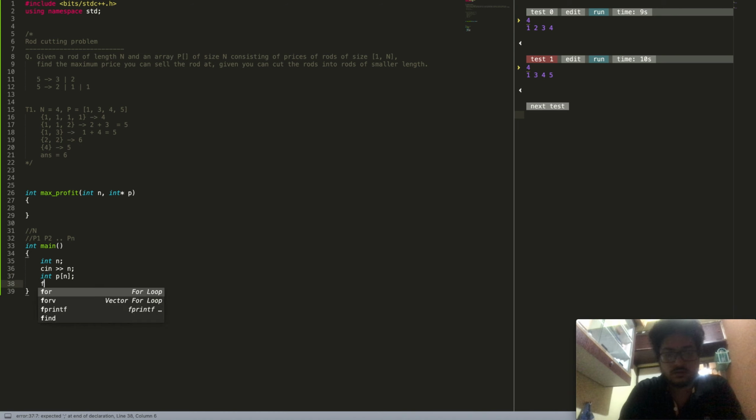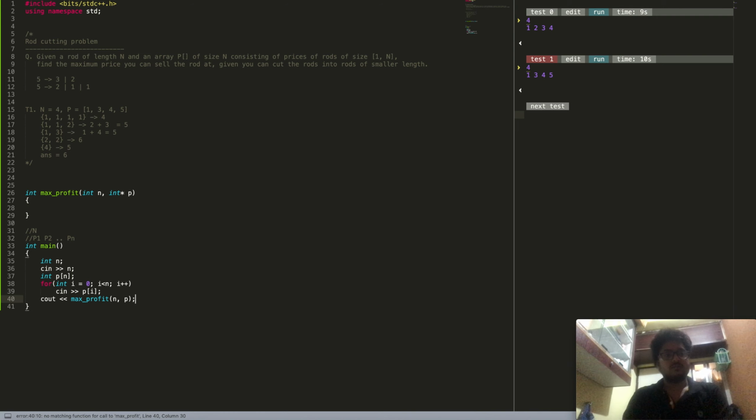So for that I would iterate over all the indices from int 0 to n minus 1, and I would take them as input into p of i. Alright, and then all I need to do is call this function max profit with the parameters n and this array p. Now all we need to do is complete this function max profit over here.